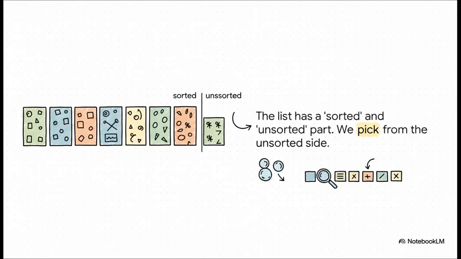Let's just imagine there's a little wall on our list. Everything to the left of the wall is already sorted and neat. Everything to the right is still unsorted and messy. We start by assuming that the very first number is our tiny little sorted section. Then, we pick the first card from the unsorted pile, which is the number 7.